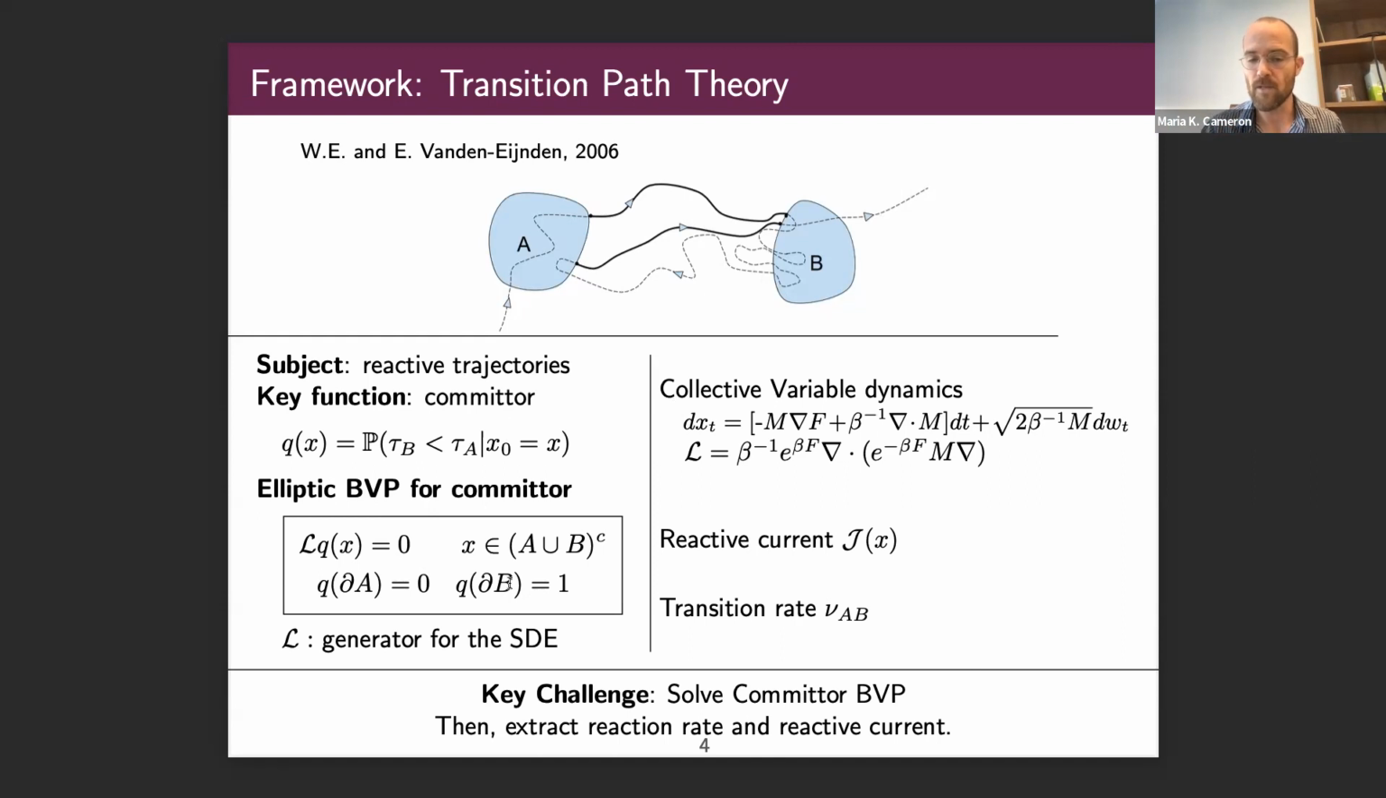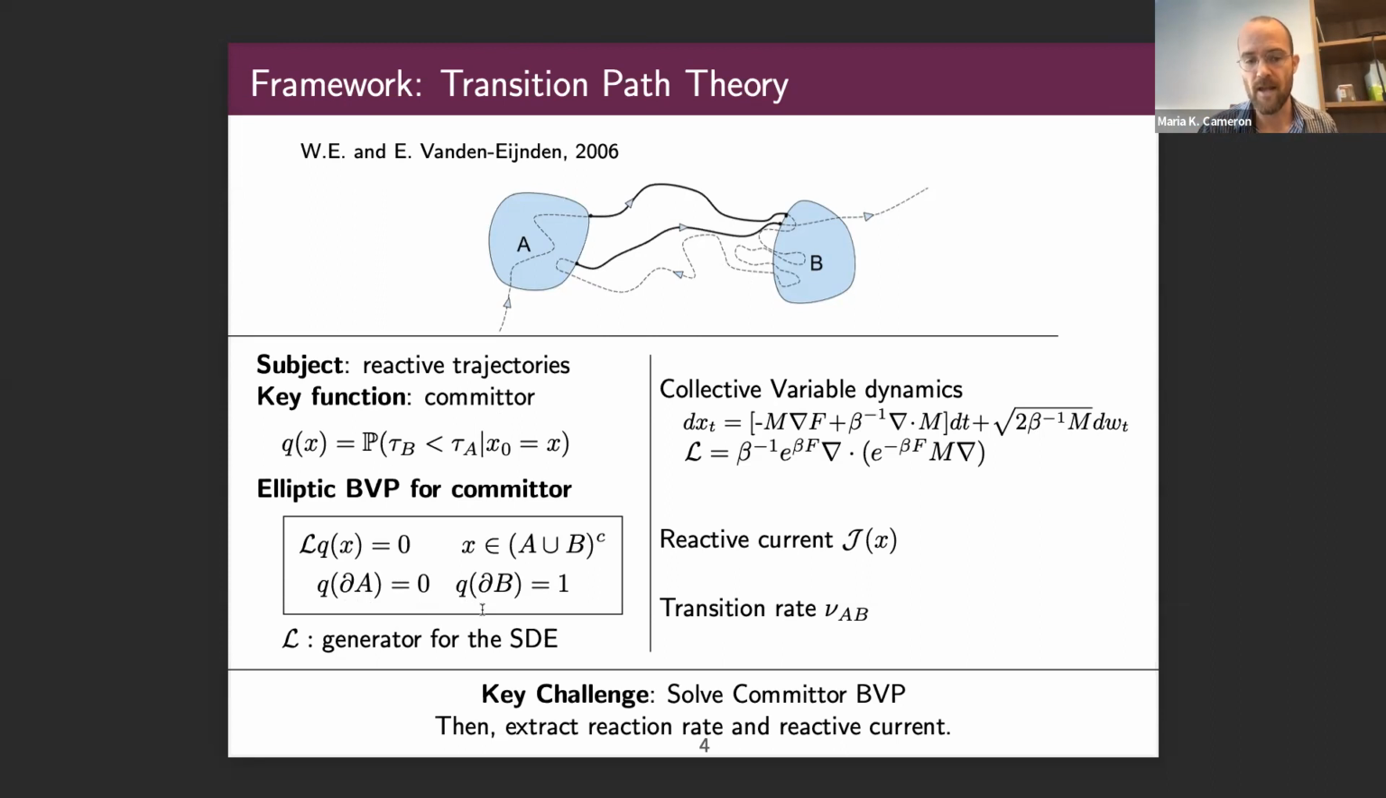What this PDE looks like, you can think of as something that looks like Laplace's equation. If this L operator was a sort of uniform density here and M was identity, you would get the Laplace operator, so that you'd get LQ equals 0 off of A and B. The committor is 0 on the boundary of A because there is no probability of transitioning to B first at that point, and likewise for Q on the boundary of B.